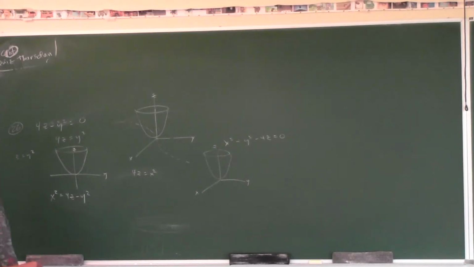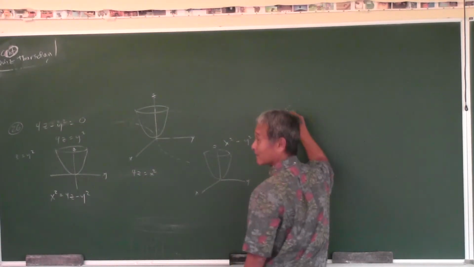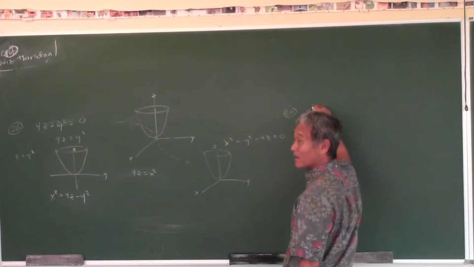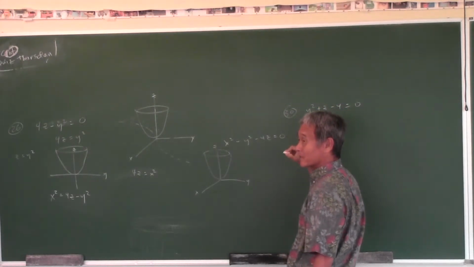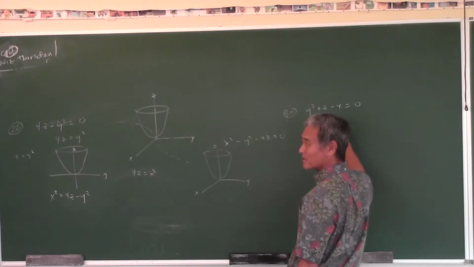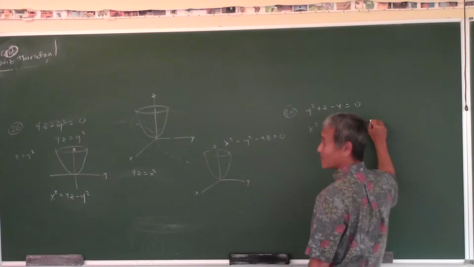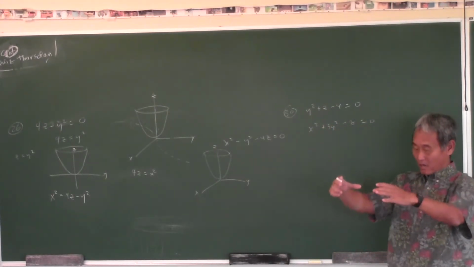Okay, what's the next number? 30. The parabolic cylinder y squared plus z minus 4 equals 0 intersects the elliptic paraboloid x squared plus 3y squared minus z equals 0 in a curve C. Determine the projection of C onto the xy plane.